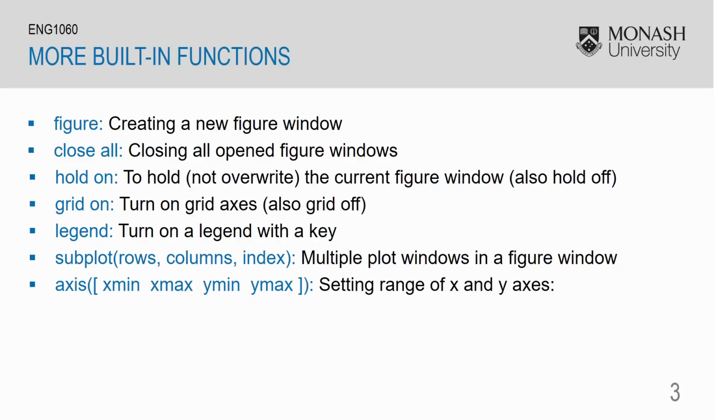Grid on will turn on the grid axes. The legend will turn on the legend with keys. Subplot is something that I'll cover later in this video. Axis can set the range of your x and y axes.